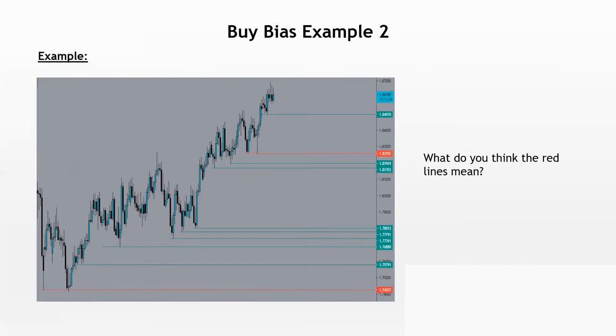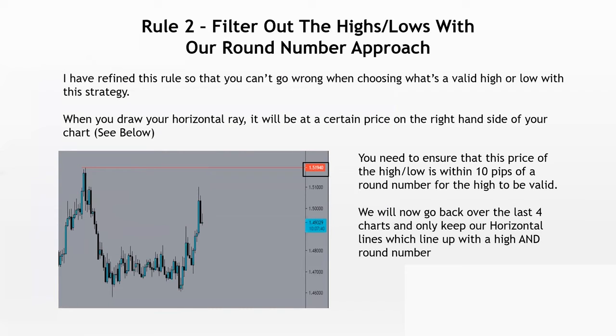Easy as that. So what we'll do now, we will go over the last 4 charts I showed you with all the horizontal lines on the highs and lows, and we will filter out which we would keep.